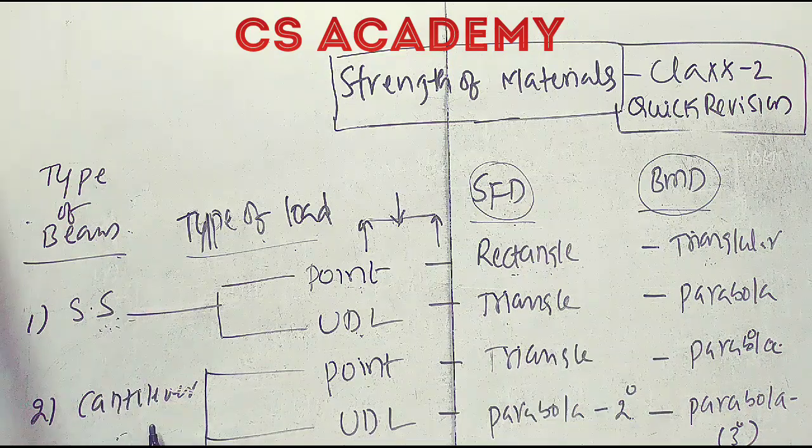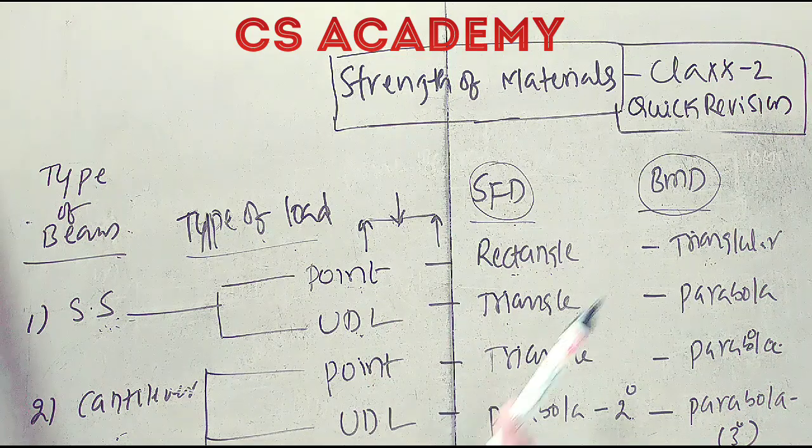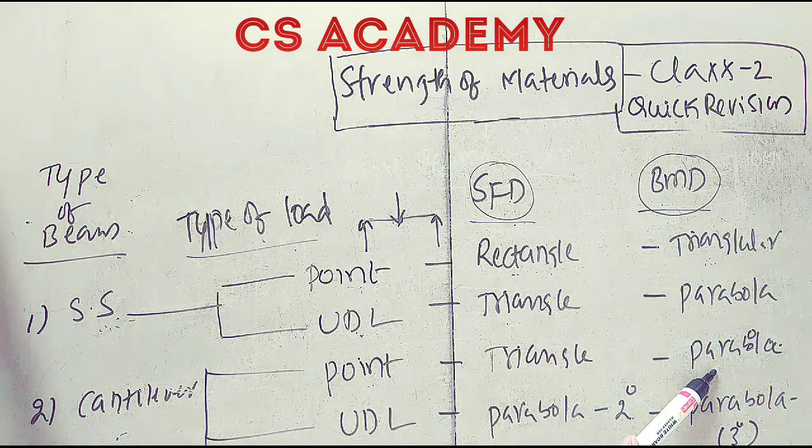Suppose it is a cantilever beam with a point load: the shear force diagram will be a triangle and the bending moment diagram will be a parabola. If it is a cantilever with UDL, uniformly distributed load, the shear force diagram will be a parabola. That parabola is also a second degree parabola.